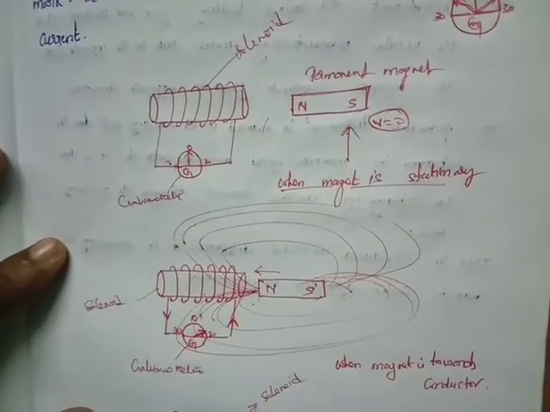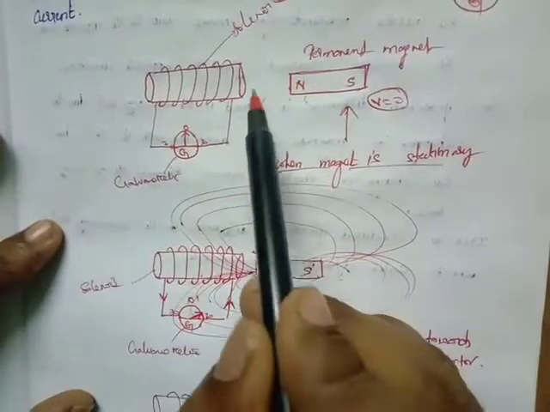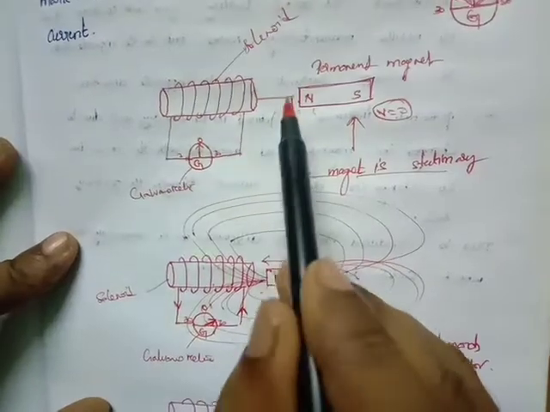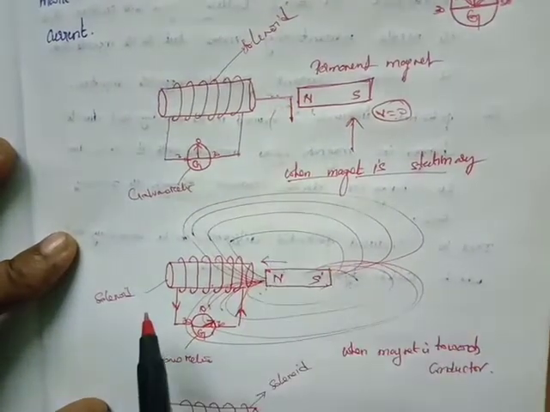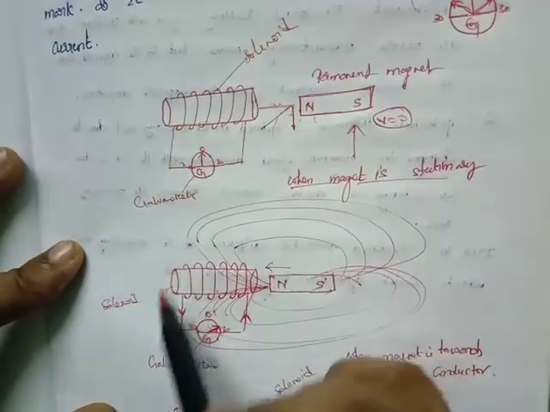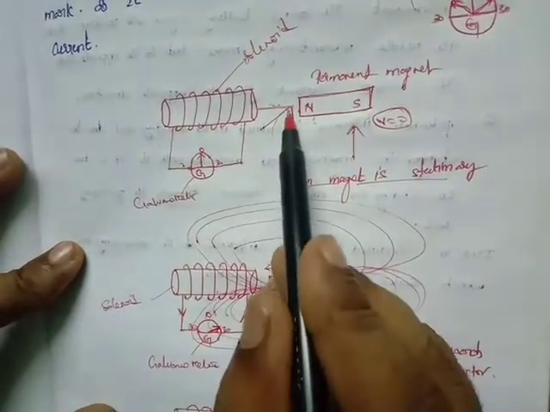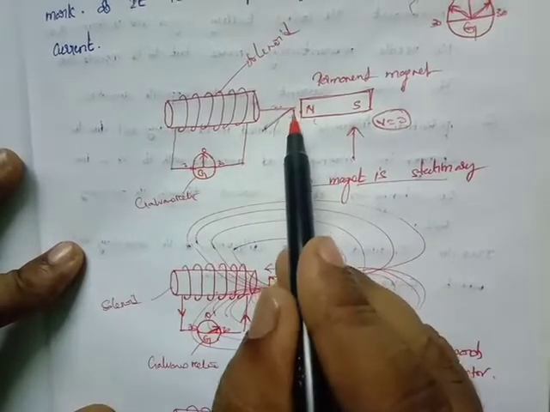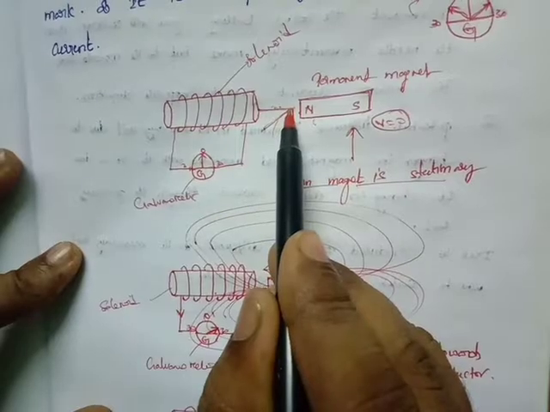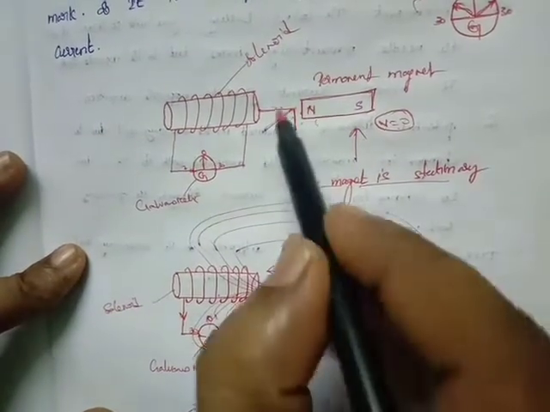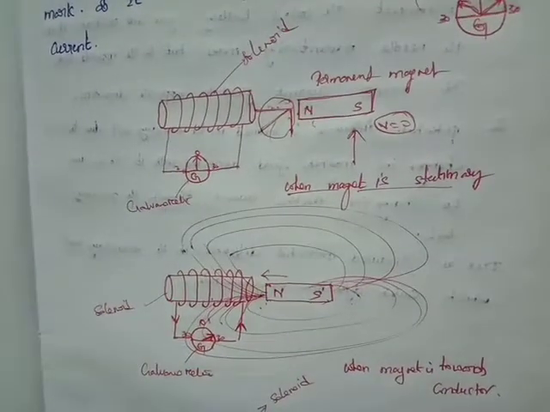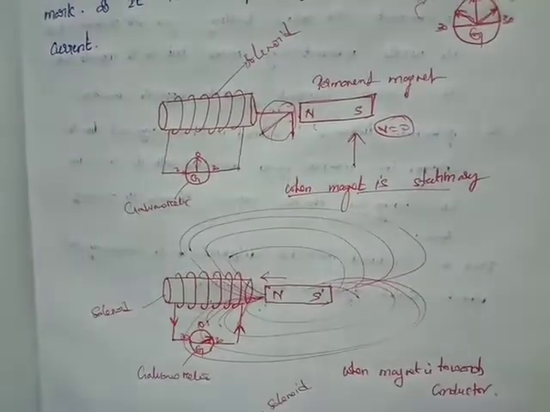So in Fleming's right hand rule, there are three directions mutually perpendicular to each other. We see here the magnetic field like this, the current direction like this. These two are mutually perpendicular to each other, and the force should be acting like this. Clear? So this is the force exerted, this is the current direction, and this is the magnetic field direction. These are the main phenomena of Fleming's left hand rule or right hand rule.